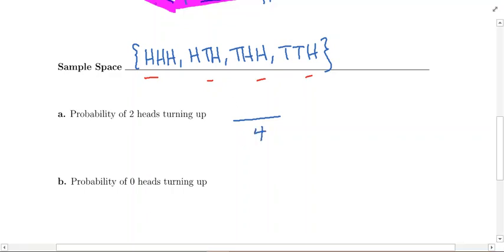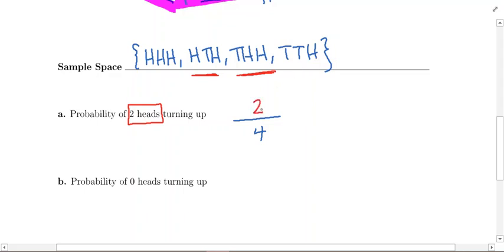And then what we have to do is go to the numerator, and to compute the numerator, we have to figure out of the sample space, how many of these meet our criteria. How many of these have exactly 2 heads? Well, this one doesn't count because it has 3 heads. This one, you see 2 heads present. This one, you see 2 heads present. This one, you see only 1 head turning up.